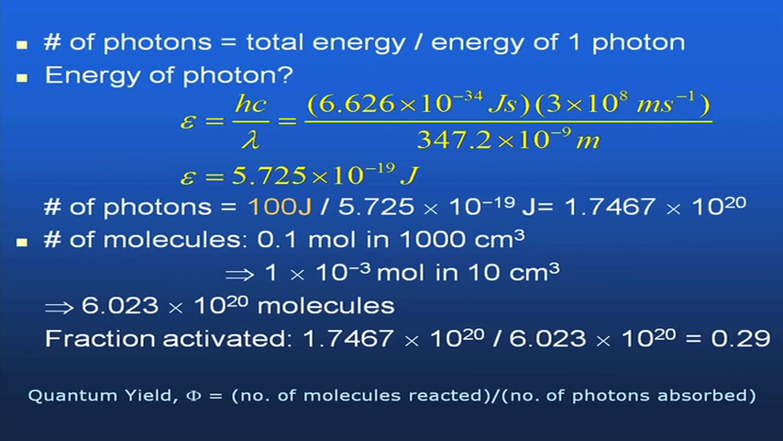It is of the order of 10 to the power 20, meaning 6.023 into 10 to the power 20, and the other one is 1.7 into 10 to the power 20. If you divide these, you get that only 0.29 is the fraction that is activated if all the photons are used up in true activation. Suppose it is a 1-to-1 correspondence, that one photon absorbed is used up to activate one molecule. Then the limiting value is 0.29. So, it is just simple activation, that is A plus h nu giving rise to A star.